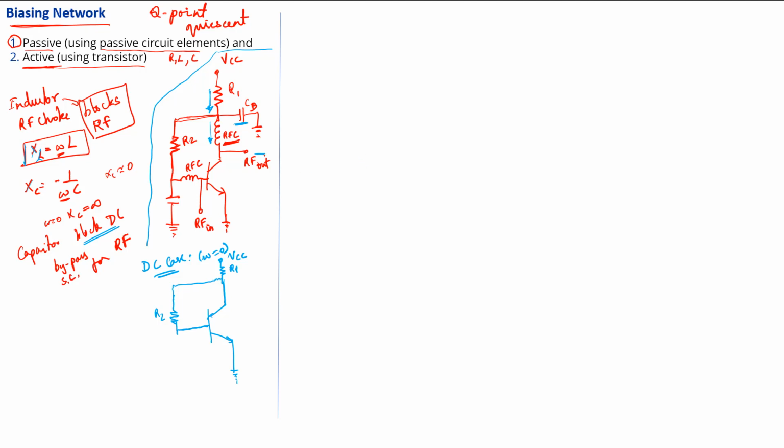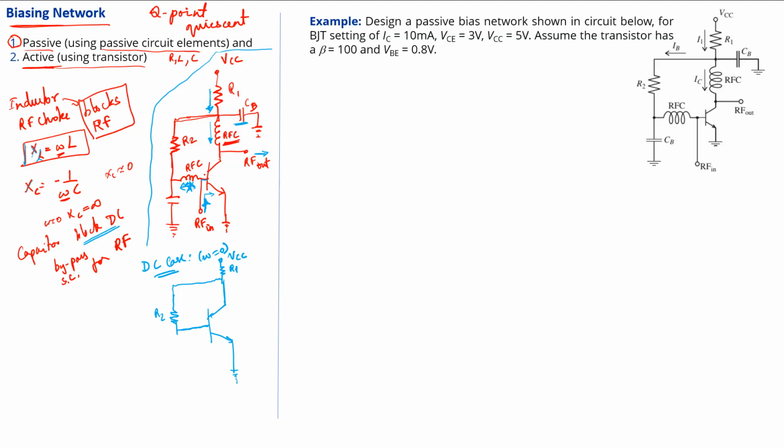Instead, it is going to be delivered to the load. Similarly, whatever RF input you give is going to flow through the transistor, but the RF choke is not going to allow it to pass through here; all the RF current is going to flow through the base. So we can take an example.